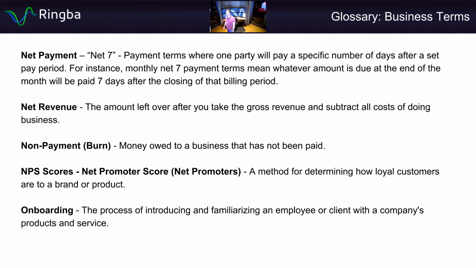A net payment, like net 7 or net 15, these are payment terms where one party will pay a specific number of days after a set pay period. For instance, monthly net 7 payment terms means that whatever amount is due at the end of the month, it will be paid 7 days after the closing of that billing period. So if you have your January revenue, you're going to be paid that on February 7th, assuming it's net 7. Or depending on if there's a weekend in there, payments don't typically go out on weekends.